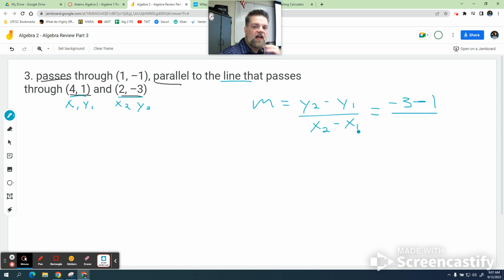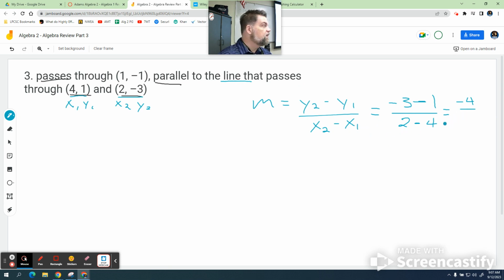All right. The formula has x sub 2 next. What's x sub 2, guys? 2. Formula has a minus sign, so I'm going to put a minus sign here. Minus x sub 1. What's x sub 1? 4. What's -3 minus 1? Yep, -4. What's 2 minus 4?